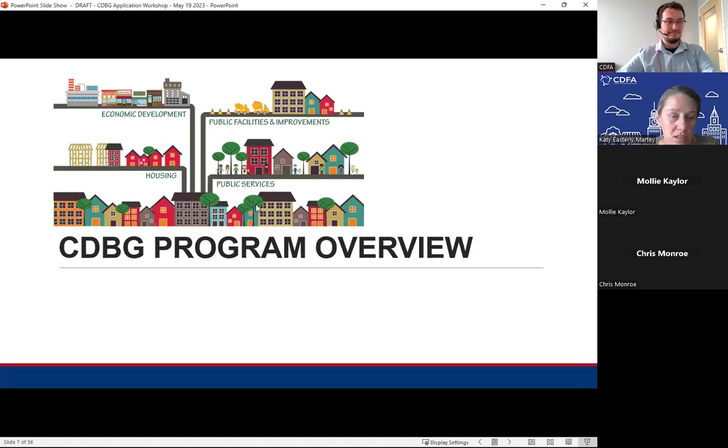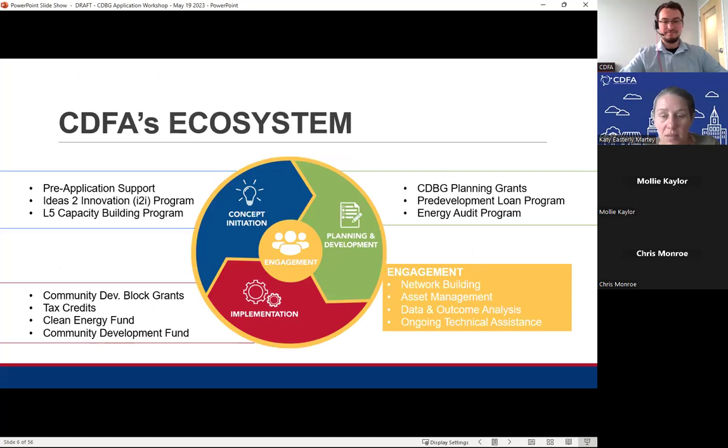And then the largest portion of CDFA's resources support the implementation of your community development, economic development, and clean energy projects. This includes the Community Development Block Grant, which you'll hear more about today, tax credit equity, which again, those are $5 million of tax credits available in an allocation through a competitive round, with applications due in March of every year. Clean energy loans, those can really complement our CDBG application for grant resources, and those clean energy loans are available at any time.